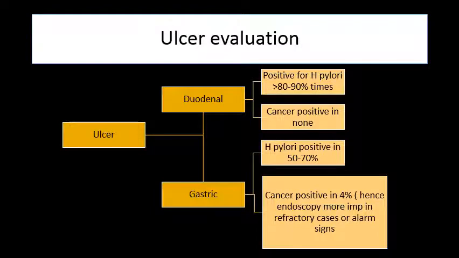So, ulcer evaluation. Now you know that there are two types of ulcers: gastric and duodenal ulcers. Duodenal ulcers are 80 to 90% of the time positive for H. pylori and rarely positive for cancer. But gastric ulcers are only positive for H. pylori in 50 to 70% of cases, and in 4% of cases they are positive for cancer. Hence, endoscopy is more important in cases of refractory pain in gastric ulcers even after treatment, or when alarm signs are present, because of the chance of cancer.